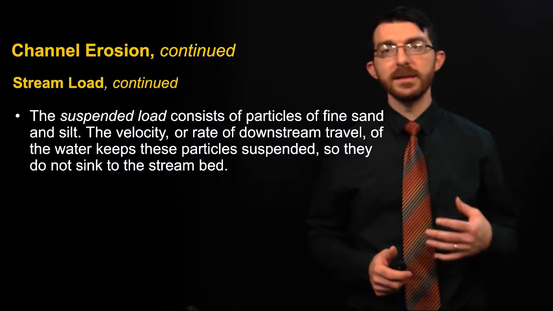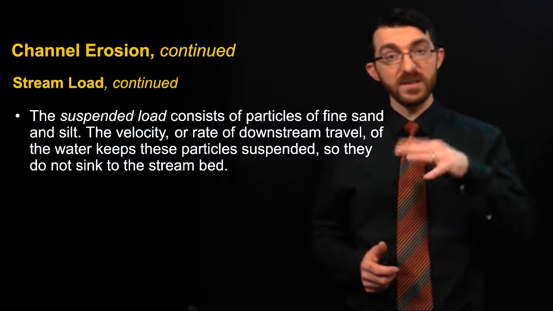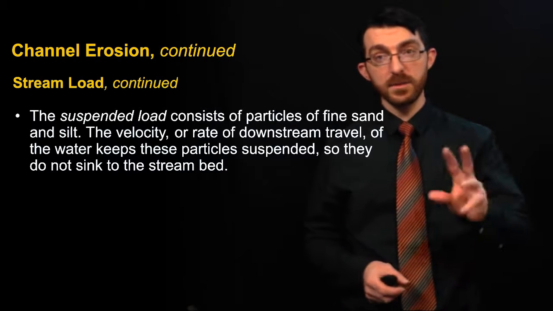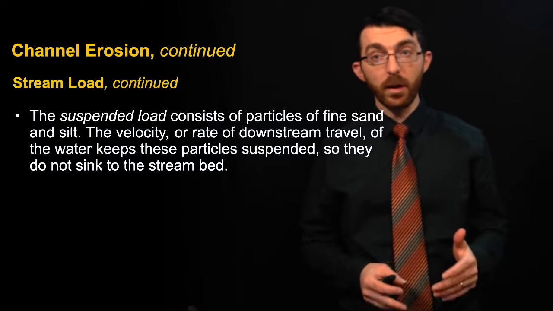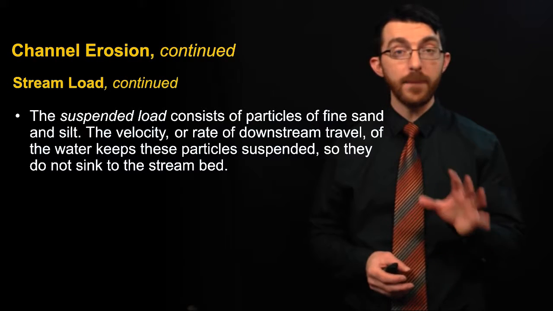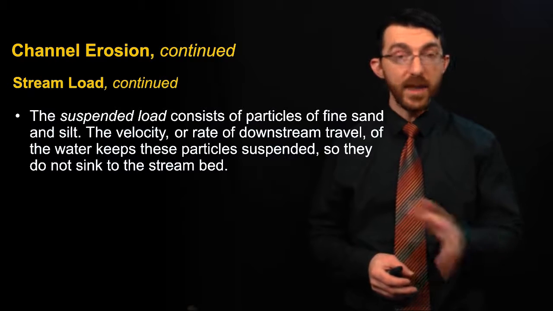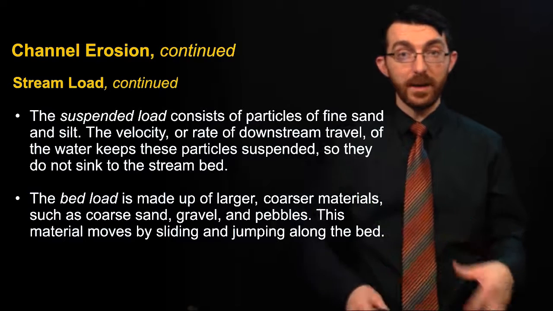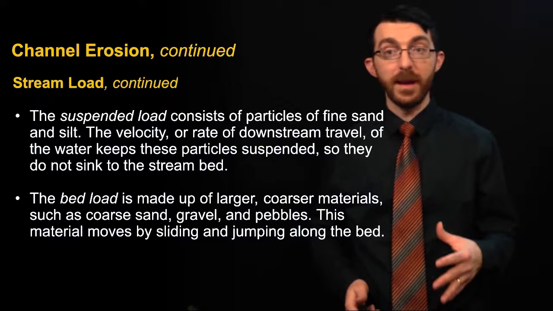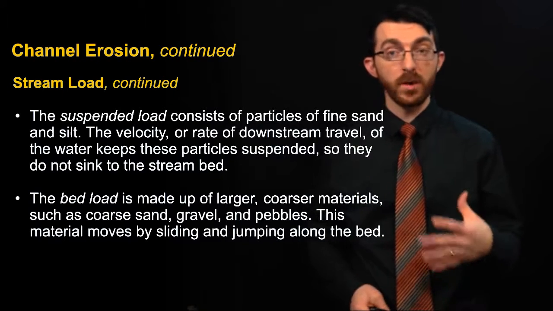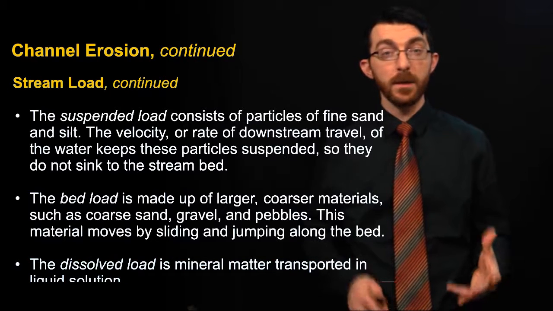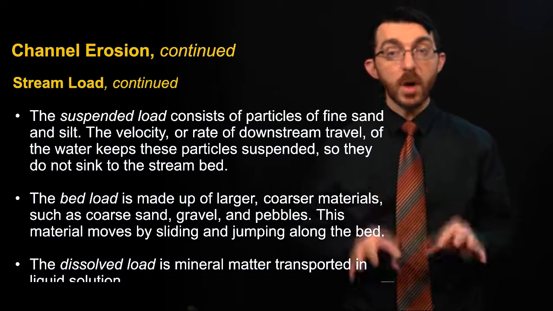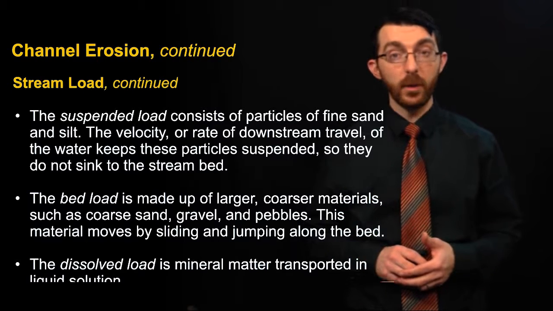The stream load is partly made of the suspended load that consists of particles of fine sand and silt, so smaller stuff. The velocity or rate of downstream travel of the water keeps those particles suspended so they don't sink to the stream bed. Water's moving fast enough to keep sand and silt from settling out. But the bed load is made up of larger, coarser materials such as coarse sand, gravel, and pebbles. This material moves by sliding and jumping along the bed. The dissolved load is mineral matter transported in liquid solution.